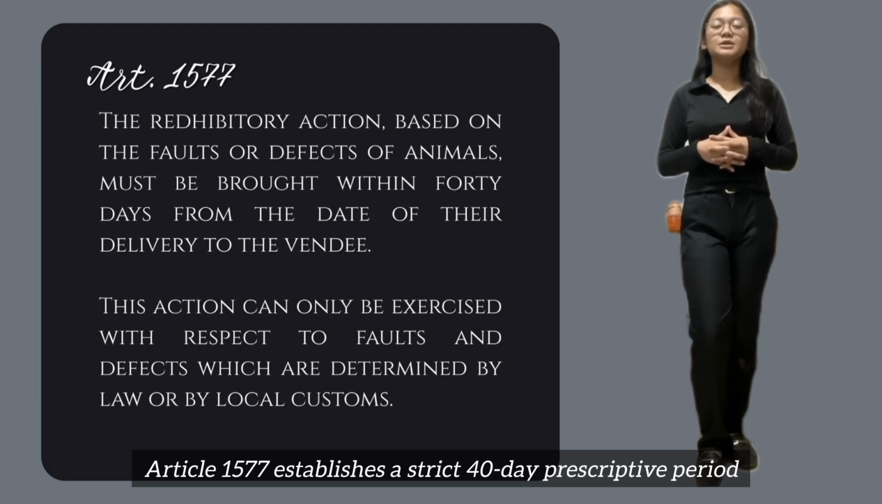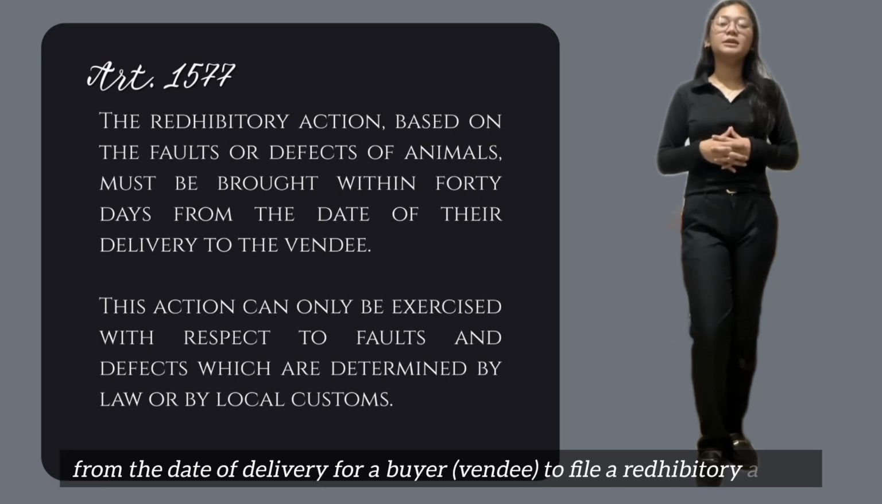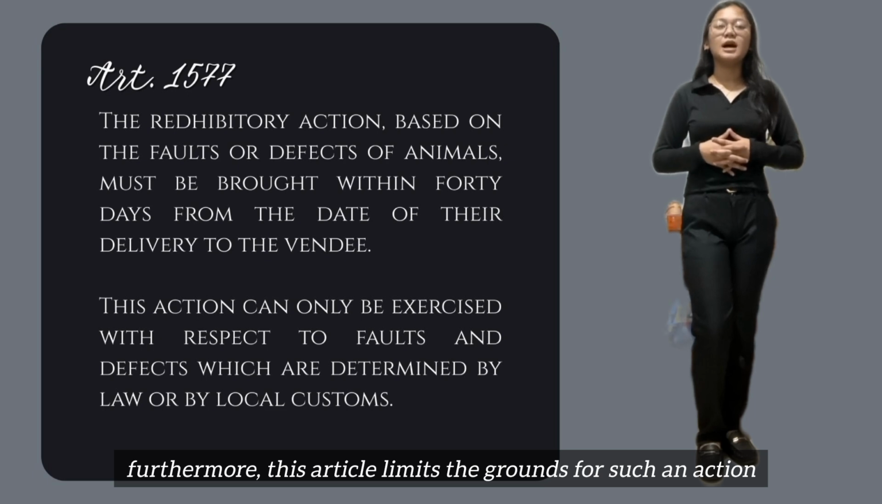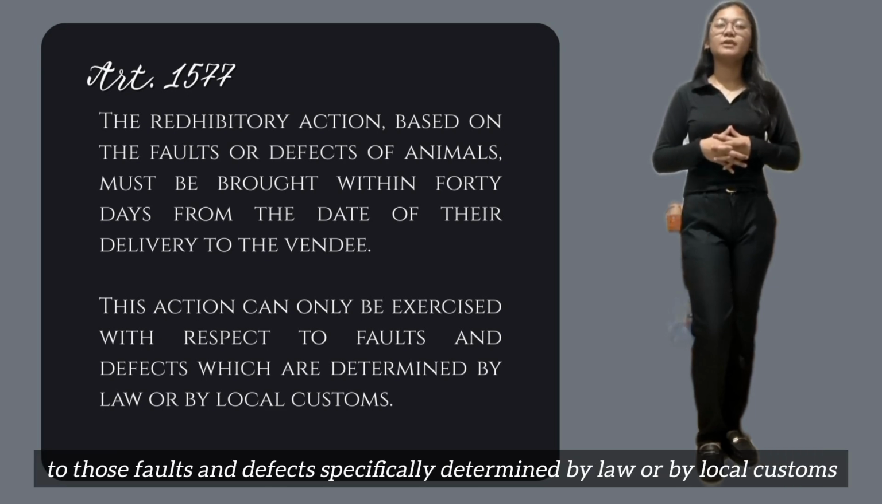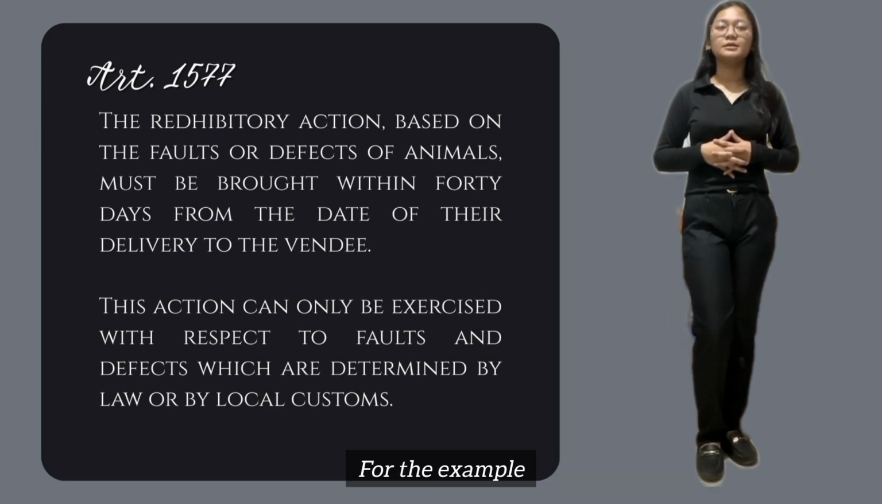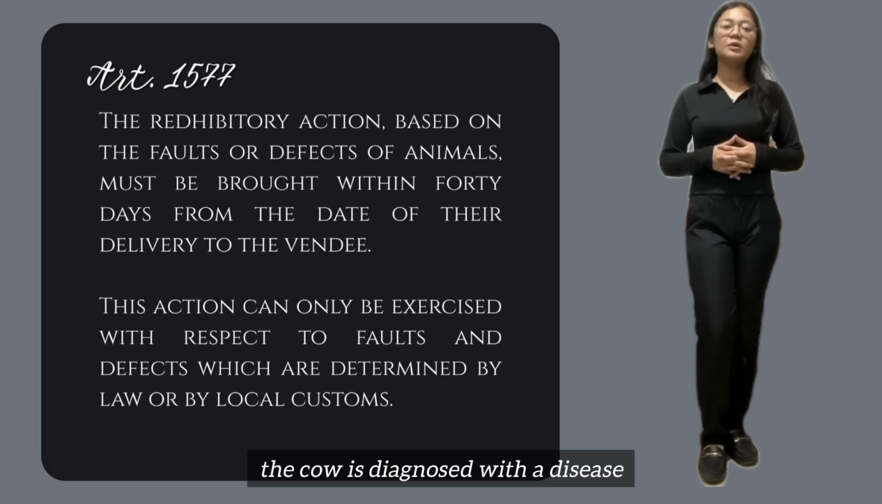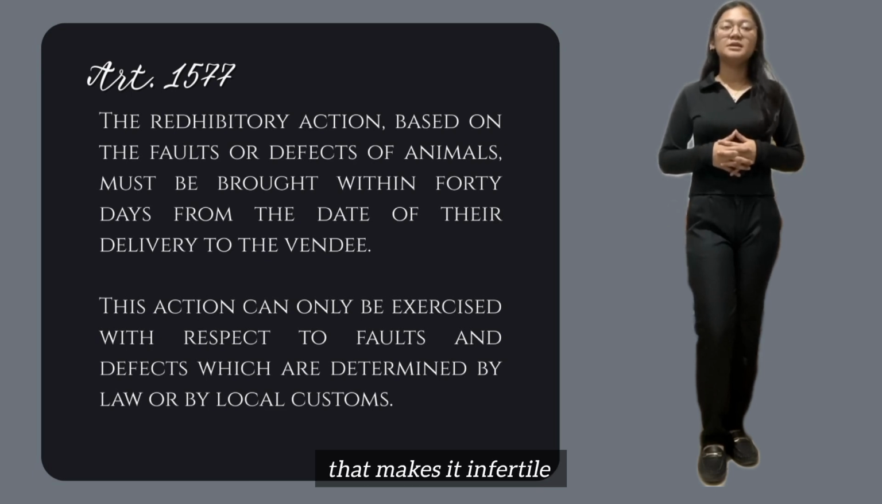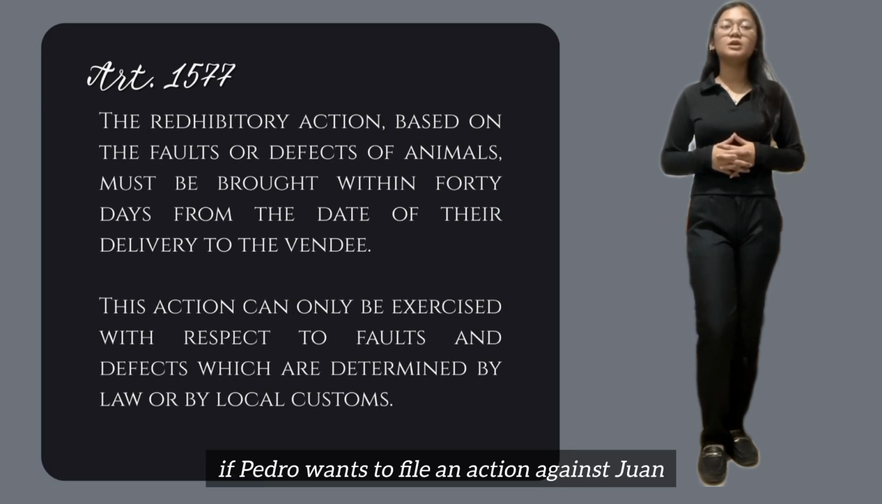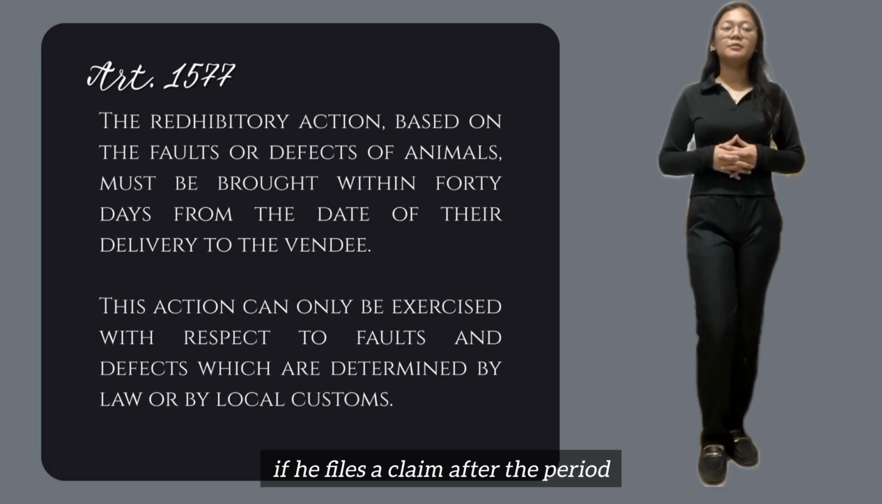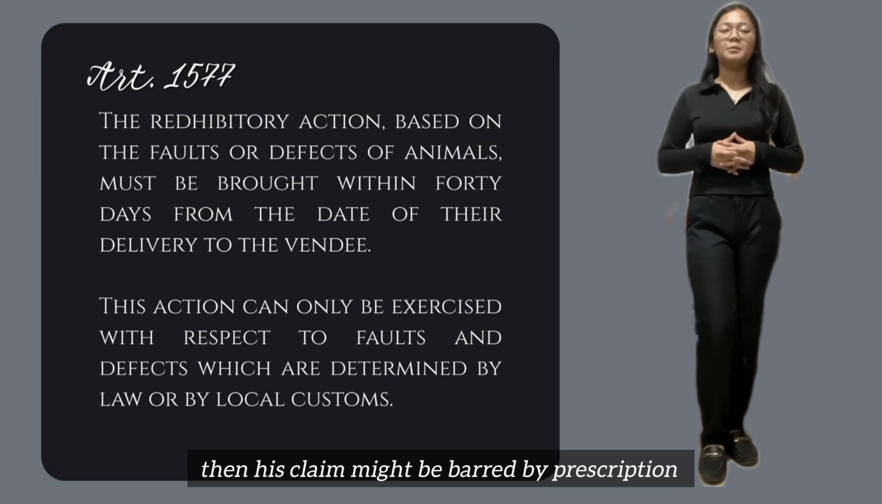Article 1577 establishes a strict 40-day prescriptive period from the date of the delivery for a buyer to file a redhibitory action against the seller due to hidden defect in the purchased animals. Furthermore, this article limits the grounds for such action to those faults or defects that are specifically determined by law or by local customs. For an example, Pedro buys a cow from Juan for breeding purposes. After 3 weeks of it being delivered, the cow was diagnosed with a disease that makes it infertile. If Pedro wants to file an action against Juan, then he must do so within the 40 days from the time that the cow was delivered. If he files a claim after the period, then his claim might be barred by prescription.